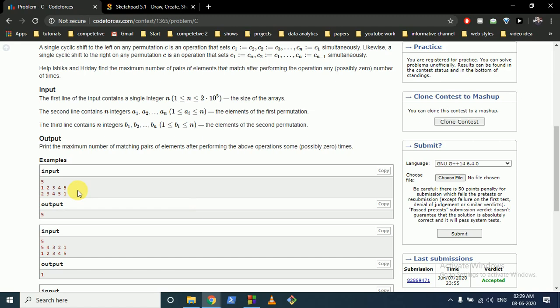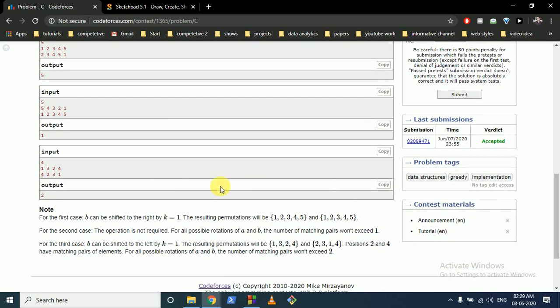So you will have to cyclically shift these numbers any k times, such that you maximize the matching between the newly formed array and the other array, and you have to find the maximum number of matchings. In this example, if you right shift this vector one time, this will come to the start, and everything will be right shifted by one position, and both of them become equal, and thus the total number of matchings will be 5.